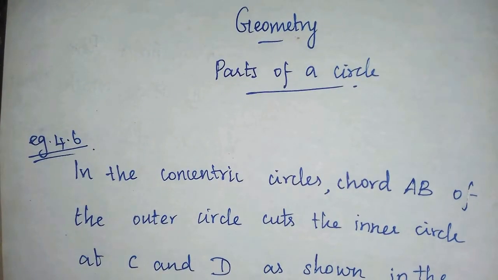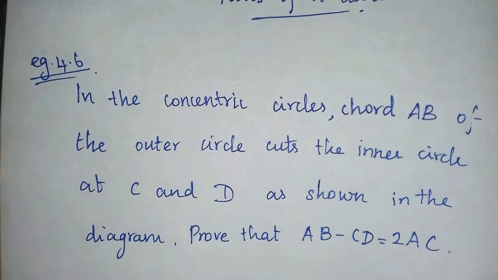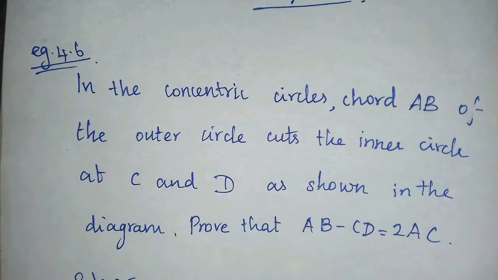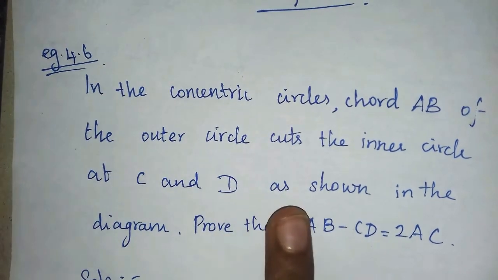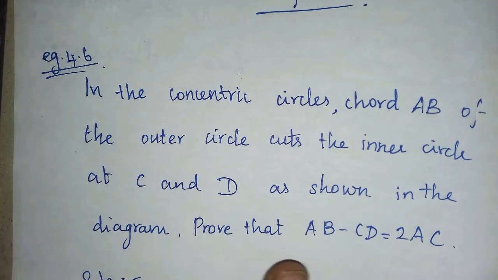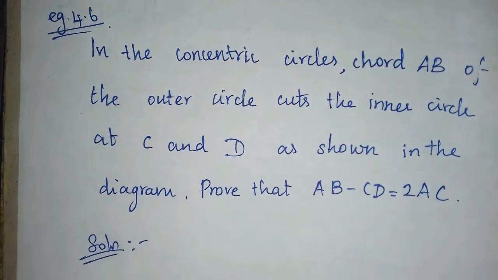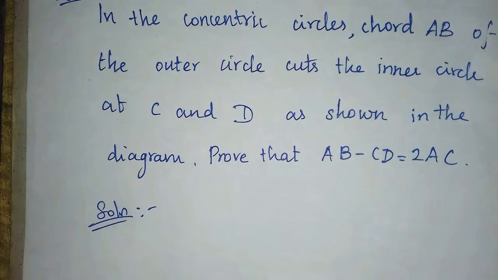Good morning students. In the last class we completed till example 4.5. Today we are going to see example 4.6. What is the question given? In the concentric circles, chord AB of the outer circle cuts the inner circle at C and D as shown in the diagram. Prove that AB minus CD is equal to 2AC.